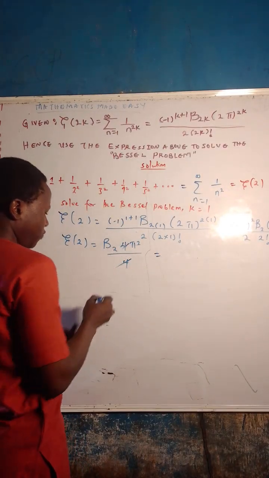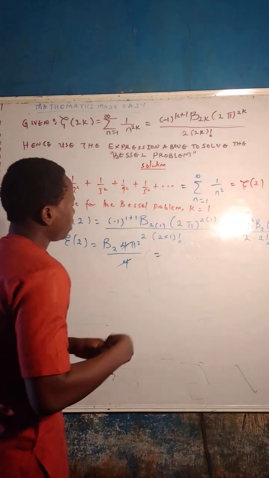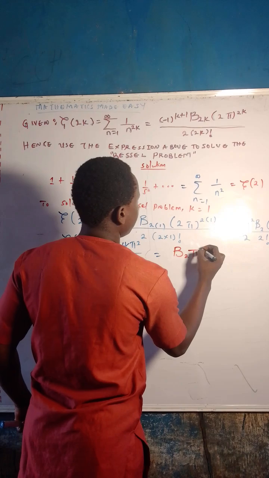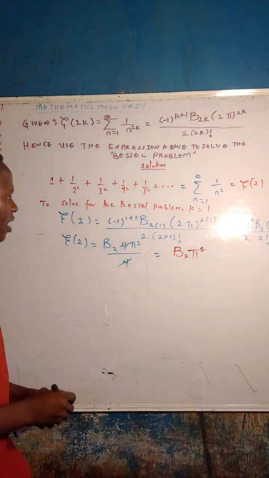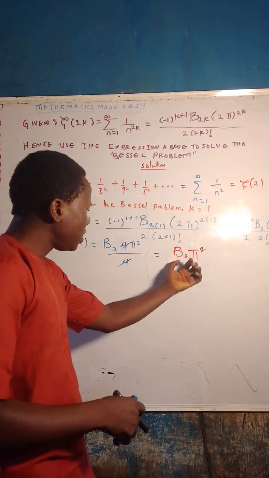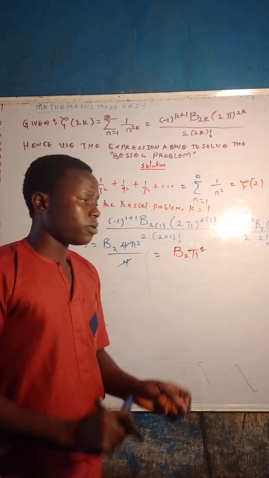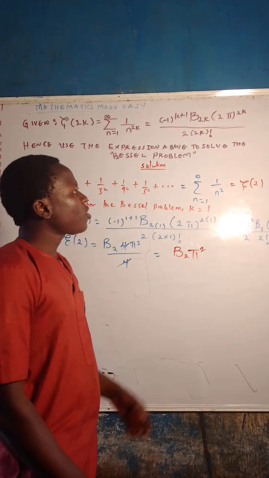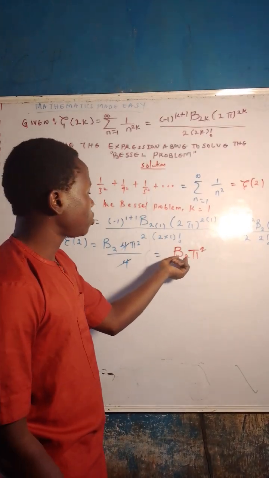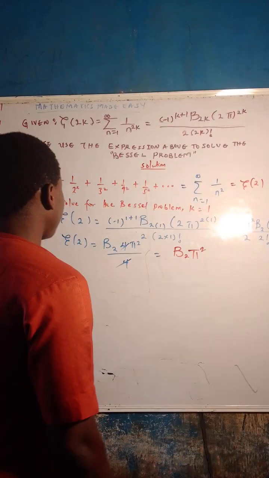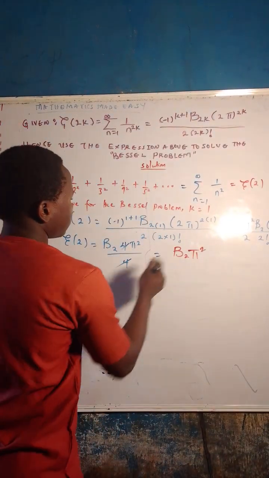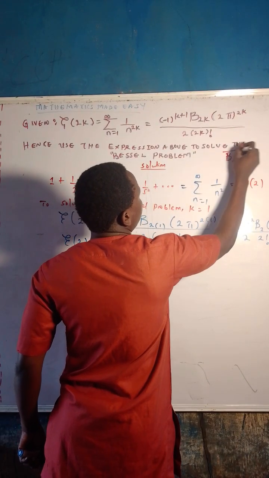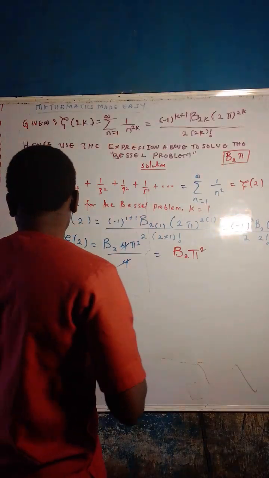Then, if we cancel out this 4, we're going to have this beautiful value, b2 multiplied by pi squared. You'll be wondering how to find this b of 2. That is where the problem lies. How are we going to find the Bernoulli number when n is equal to 2? I'm going to write out the formula that we're going to use to find this Bernoulli number. So we're going to find b2 of pi. That is what we want to find. So let me just clean these parts.